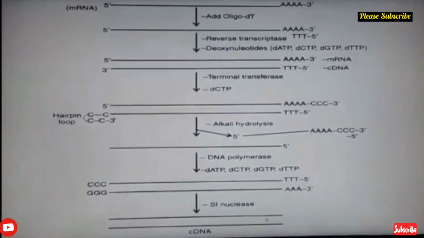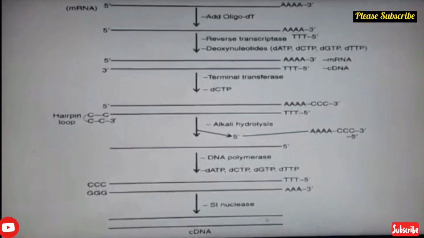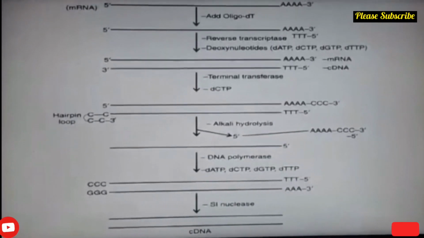And here S1 nuclease enzyme is used to open the hairpin loop structures which are generated during synthesis of double-stranded complementary DNA. I hope you all have understood this procedure.